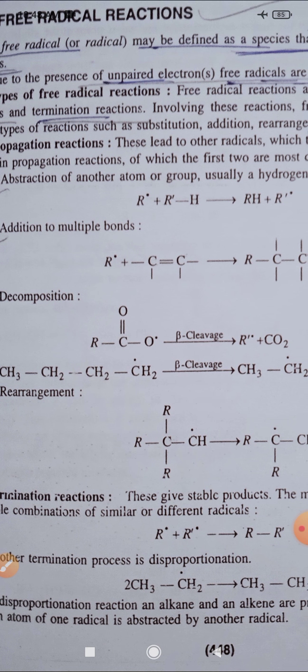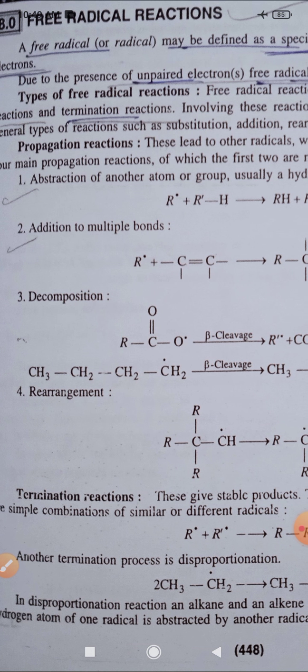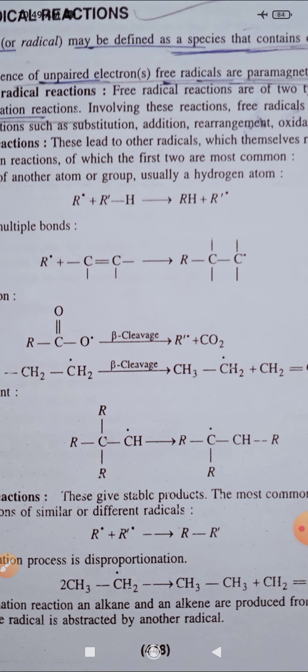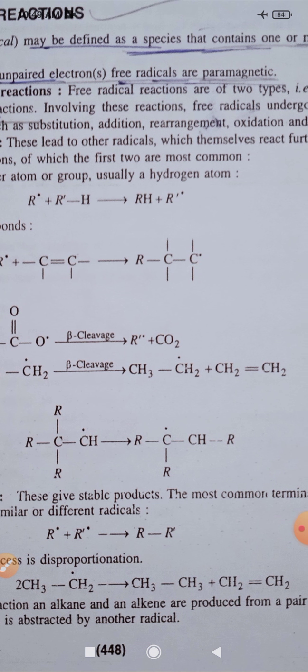Another is decomposition, in which beta cleavage takes place, in which if we consider RC double bond OO, the CO2 is given out and gives formation to a free radical. Similarly, if we use a butyl free radical, it gives rise to the formation of an ethyl free radical with formation of ethylene.